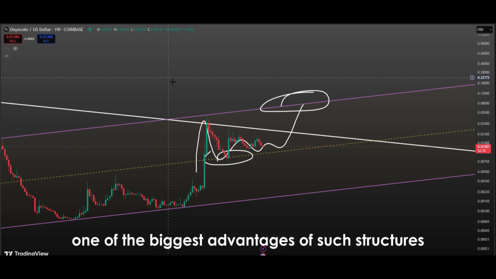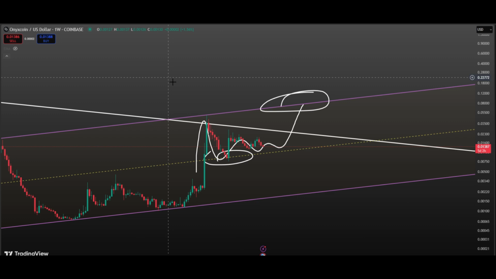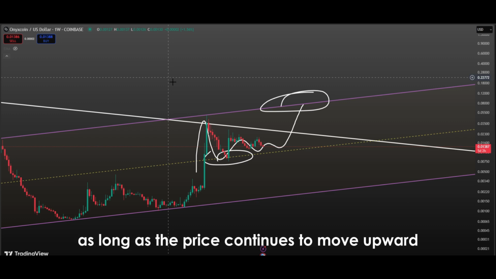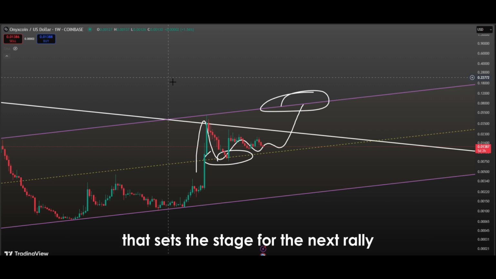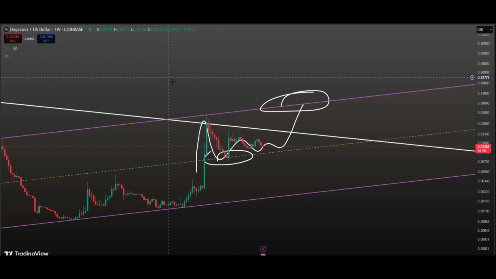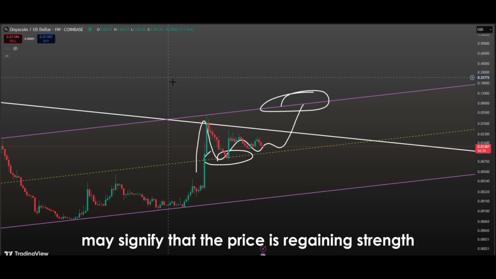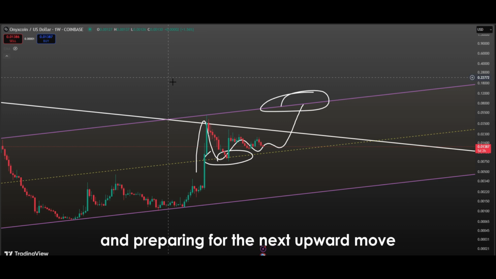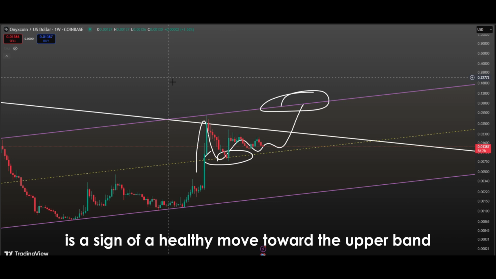One of the biggest advantages of such structures is that they provide investors with a clear framework regarding the trend direction and potential targets. As long as the price continues to move upward within the channel, each correction is considered part of the process that sets the stage for the next rally. In this context, the current retest of the midline may signify that the price is regaining strength and preparing for the next upward move. Price action that holds above the midline and is supported by strong buying volume is a sign of a healthy move toward the upper band.